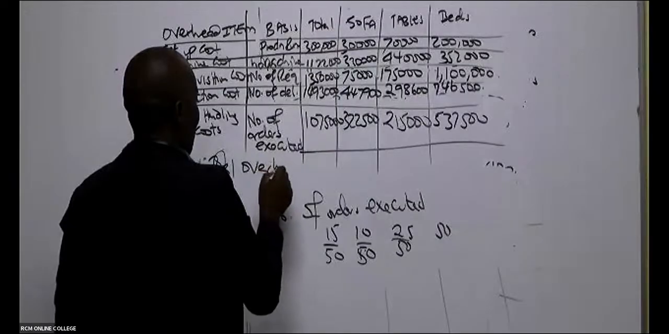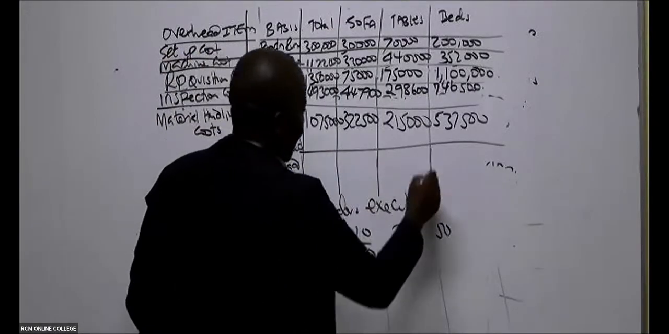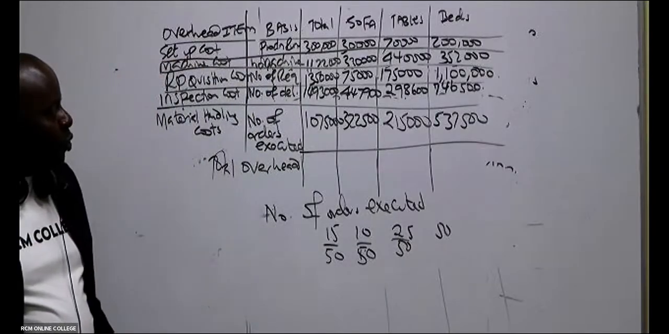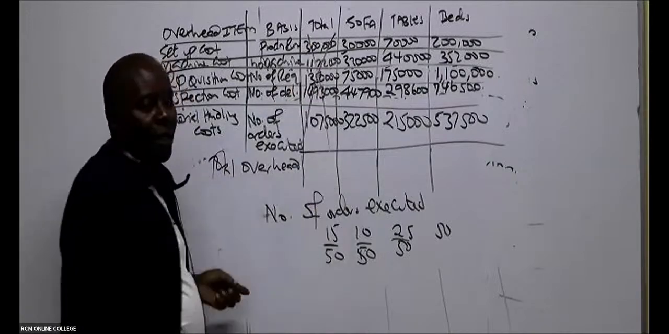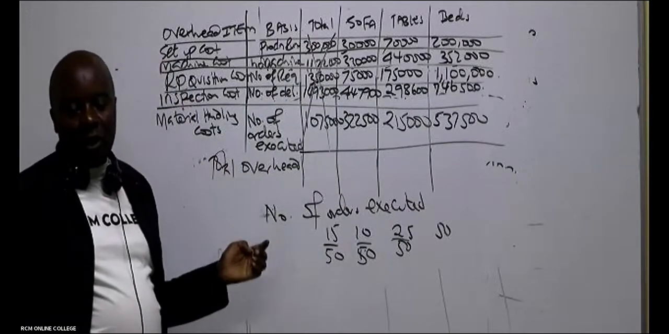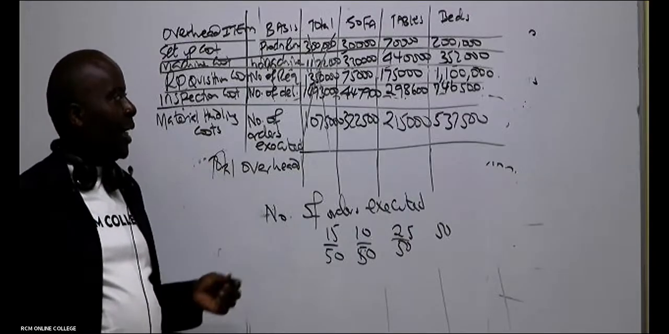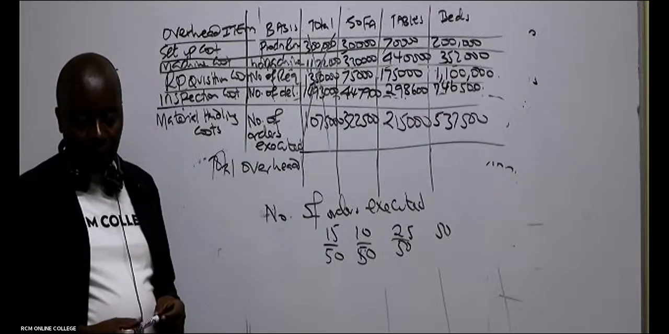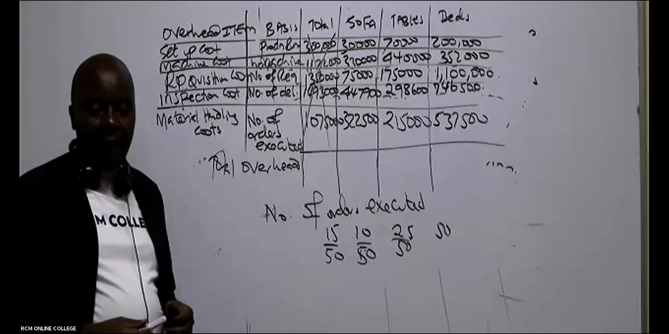Go ahead and give us the total overheads, total overheads for sofa set. Never work with this column, it is unnecessary. Don't add that column, it will waste your time. So give us the total overheads for sofa. According to Wambua, 537,500.